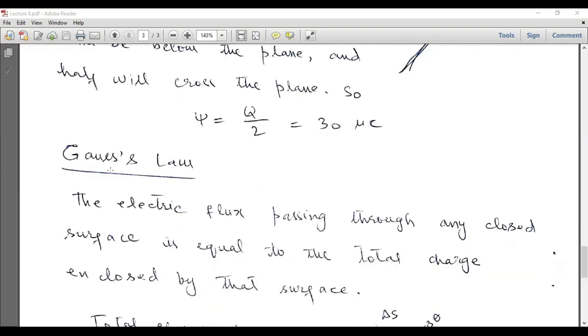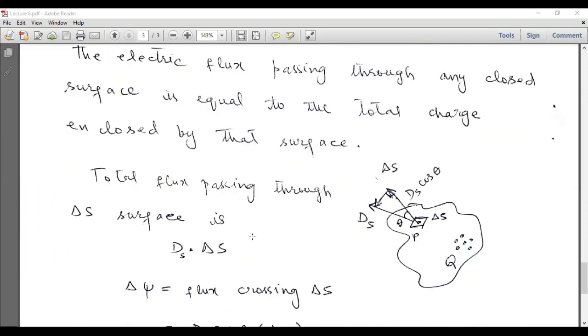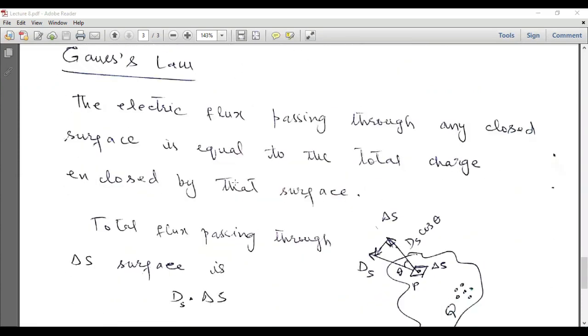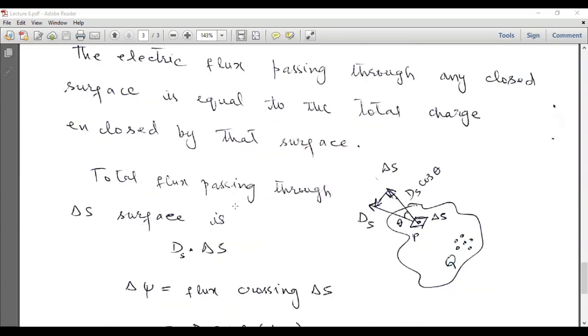So now I am moving towards Gauss's law, and Gauss's law can be stated as the electric flux passing through any closed surface is equal to the total charge enclosed by that surface. And mathematically, psi is equal to q, which I already demonstrated before.